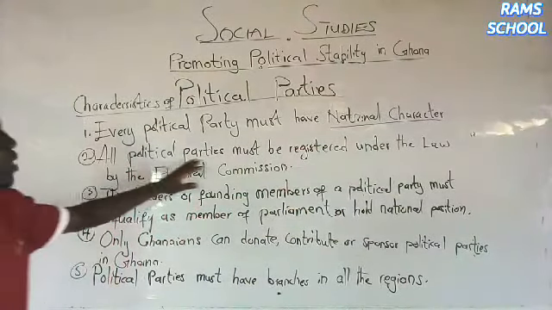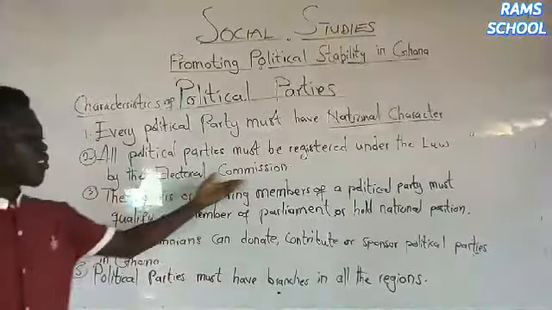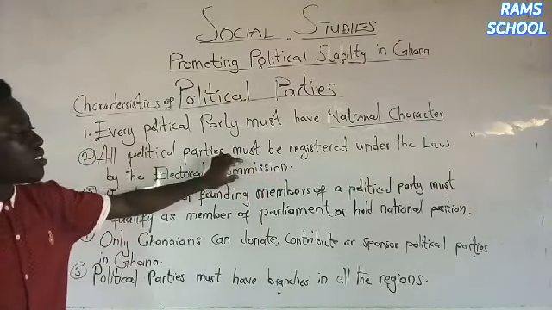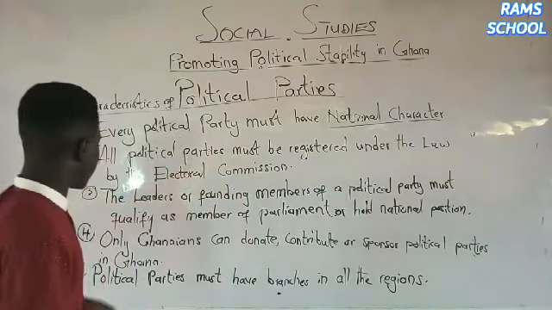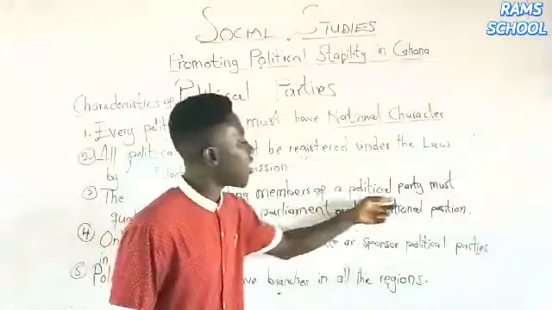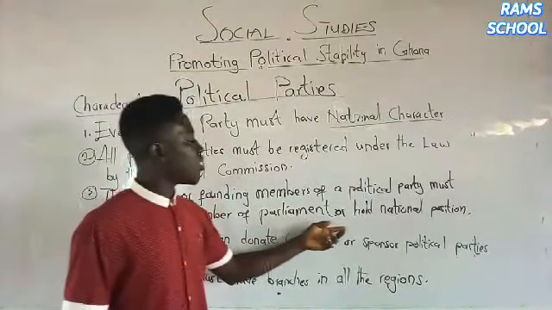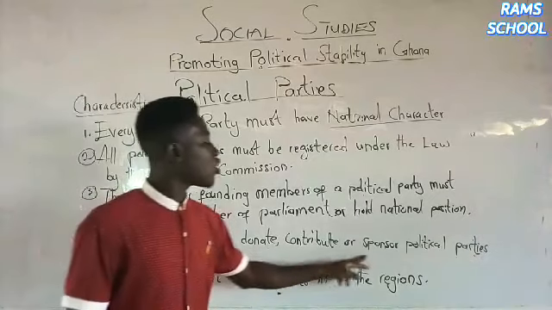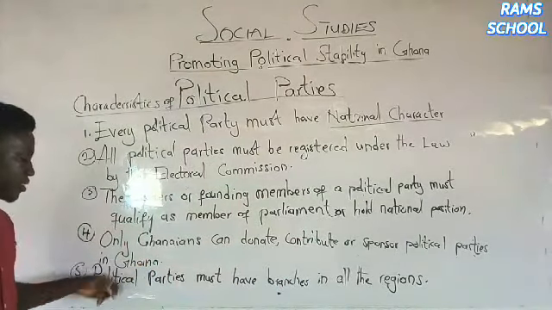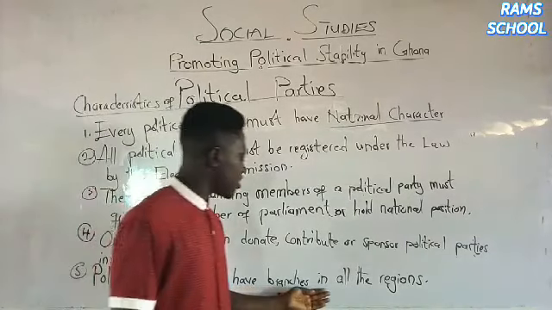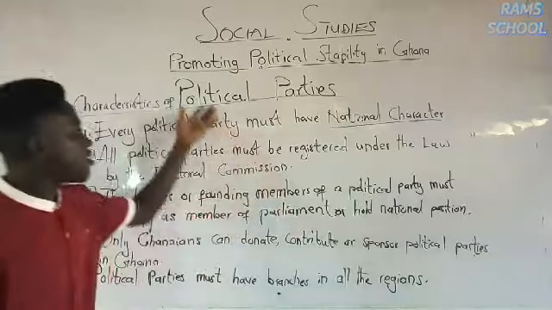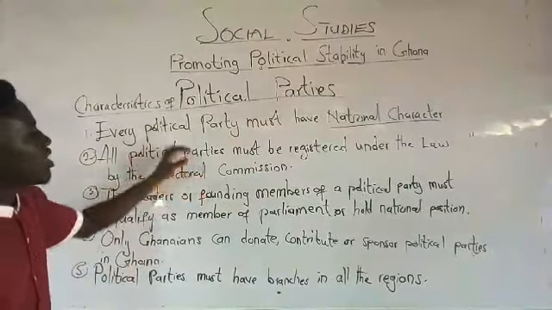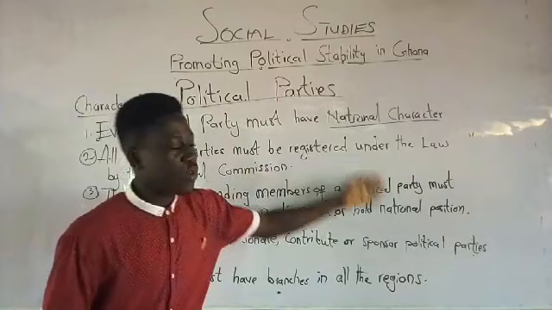The next point is all political parties must be registered under the law by the Electoral Commission. Only the Electoral Commission, the EC, has the right by law to register a political party. The leaders or founding members of a political party must qualify as a member of parliament or hold a national position. Only Ghanaians can donate, contribute, or sponsor political parties in Ghana. The last one is political parties must have branches in all the regions. These and many more are some of the characteristics of political parties, as stated in the 1992 Constitution, chapter 55 to be precise, from clauses 4 to 10.